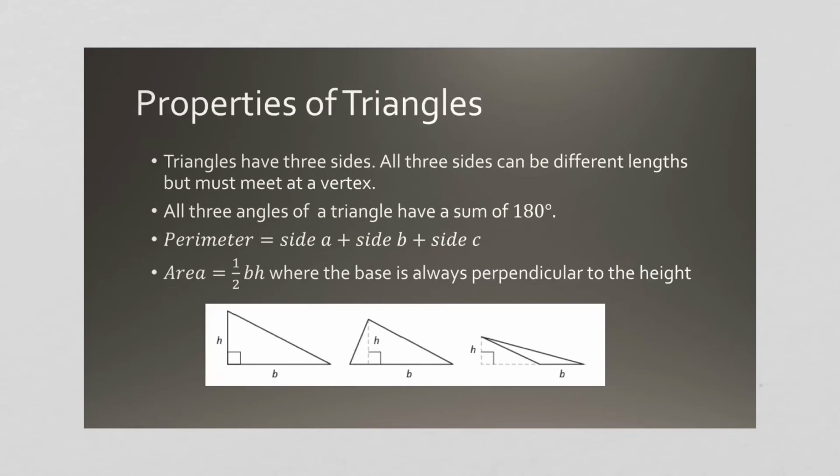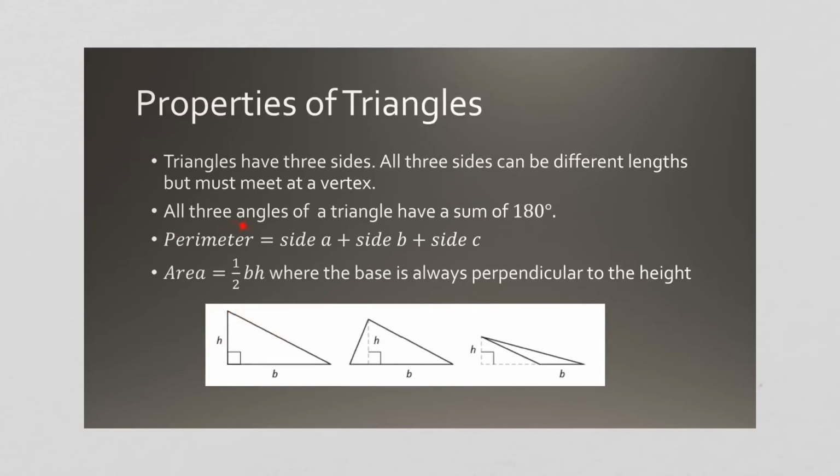Okay, so now we're going to talk about triangles. Triangles have 3 sides. So all triangles have 3 sides. All 3 sides can be different lengths, but must meet at a vertex. Now, a vertex just means a place that makes an angle, okay? So it's a change in direction is what vertex means. So if this leg is going up, the vertex is where it turns and goes back down again.